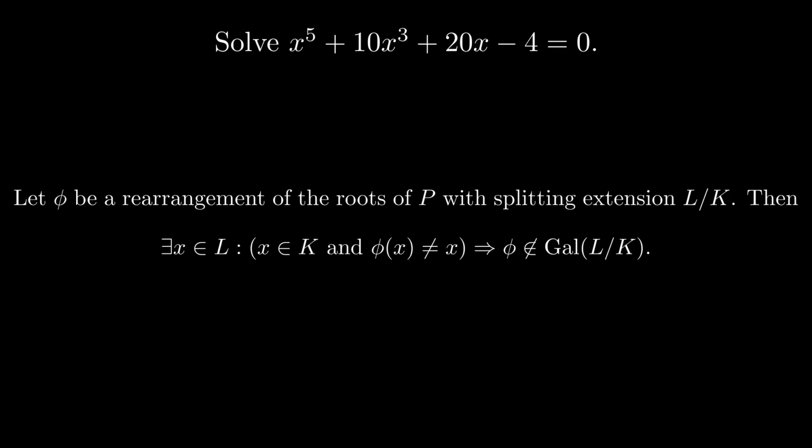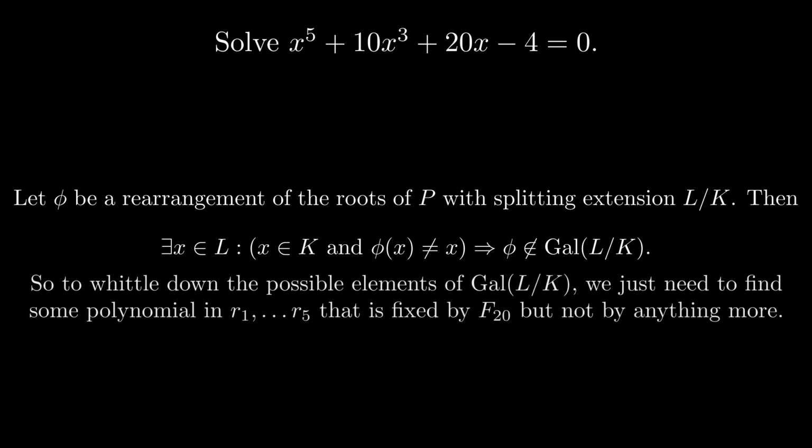It says that if we can find some element of L that is still in K but isn't fixed under phi, then phi can't possibly be a Galois element. This is somewhat obvious, but it will help us reduce the possible Galois elements. In particular, we'll find a polynomial in the 5 roots, R1 to R5, that is fixed under all of F20, but not under anything else. If that element is rational, but under no other permutation of the roots is it the same number, then we've culled the possible set of permutations in the Galois group to F20.